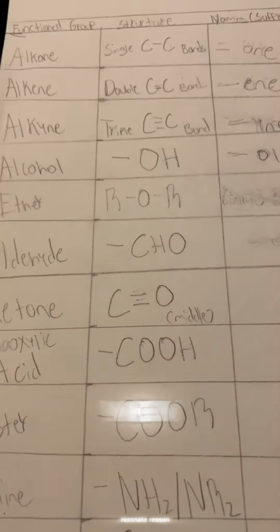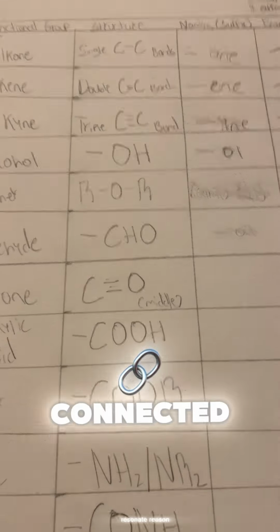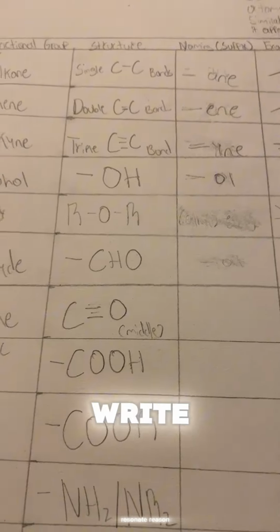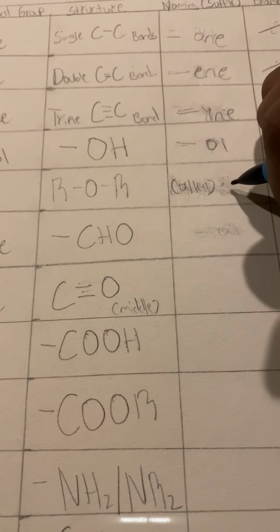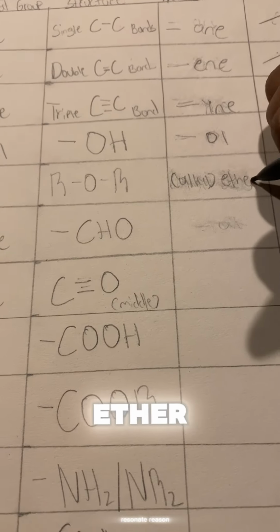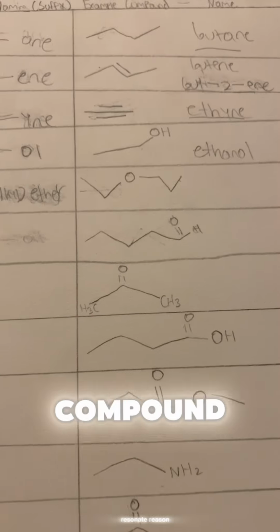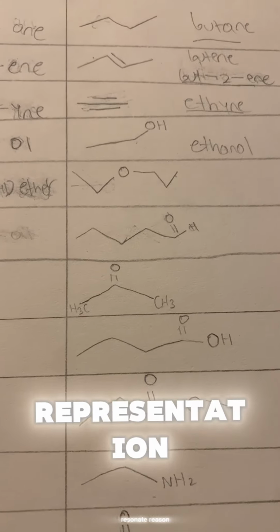An ether functional group is when 2 separate carbon chains are connected by an oxygen atom. And the way you write the suffix for an ether is, you'll write alkyl and then the ether. So let's move on to the compound so we can see this in representation.